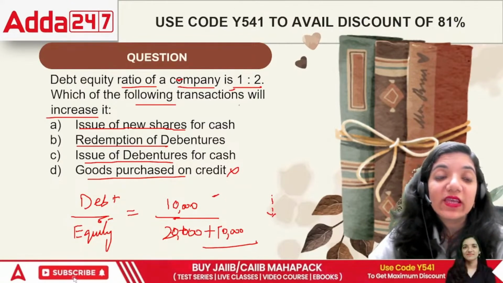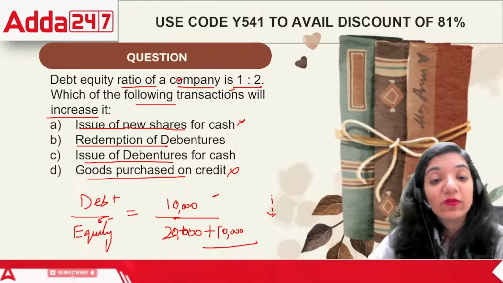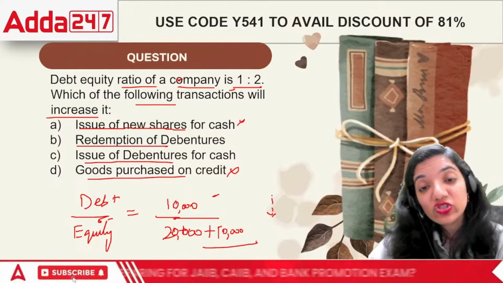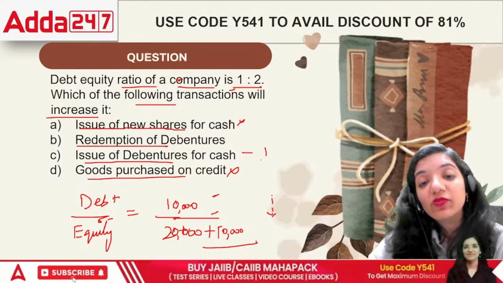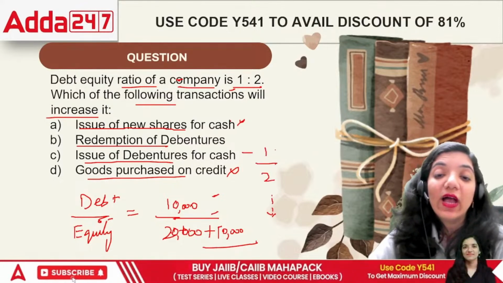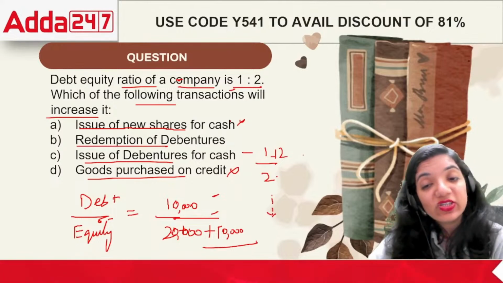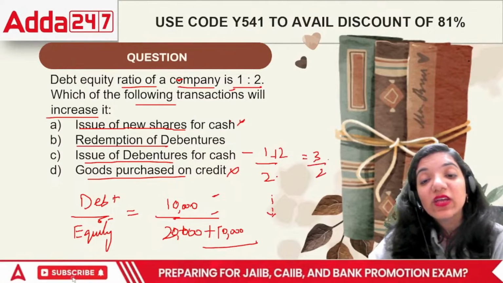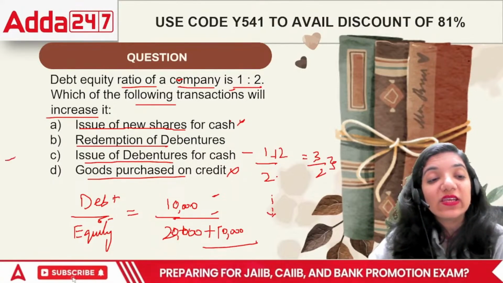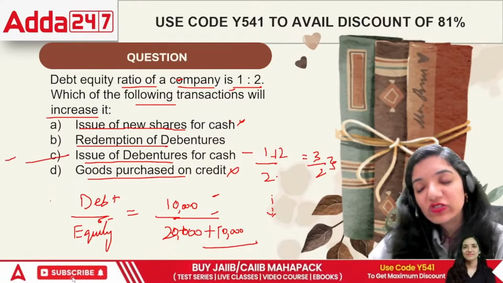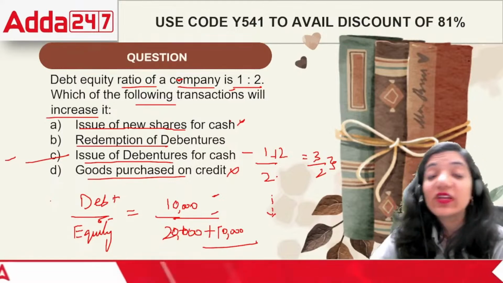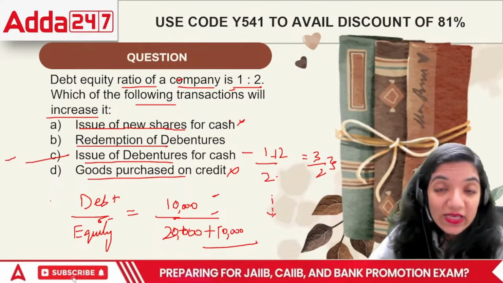Now the point is, can we work upon the issue of debentures? If I issue more debentures, that means if my earlier numerator and denominator were 1 by 2, I add 2 here, nothing's changing here, it would turn into 3 by 2. In this case, this point is increasing. That is why it is issue of debentures for cash. The loan is increasing, so debt equity ratio will also be increasing.